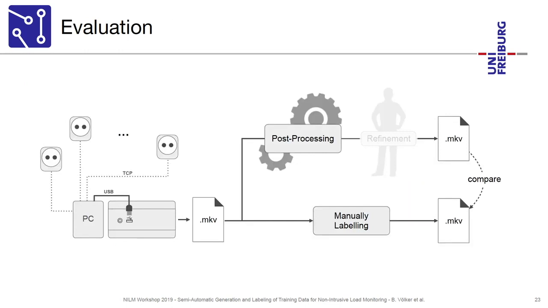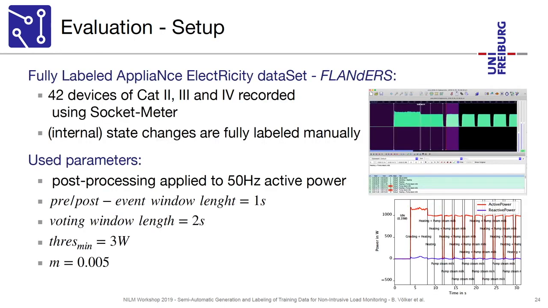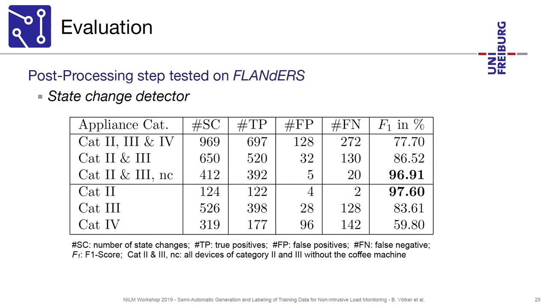We also evaluated this post-processing step by recording a data set and comparing a manual labeling of this data set with automatic labeling. Therefore, we recorded 42 devices with our socket meters here. These are of category 2, 3, and 4. We labeled all state changes there manually. We applied the parameters, which are shown here. And let's come to the results.